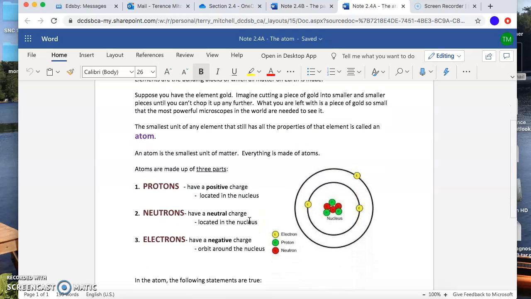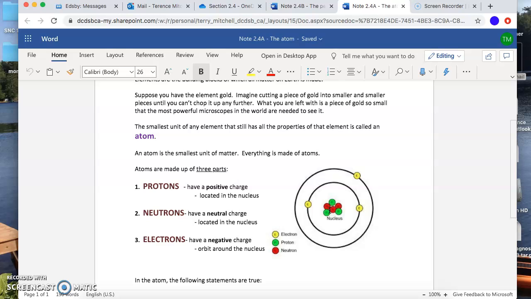Now, if you recall last day too, we talked about how atoms make up everything. Now this here is what an atom looks like. In the middle here, it has what's called a nucleus. And that nucleus is made up of protons and neutrons.